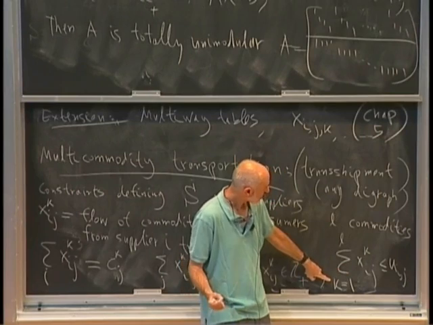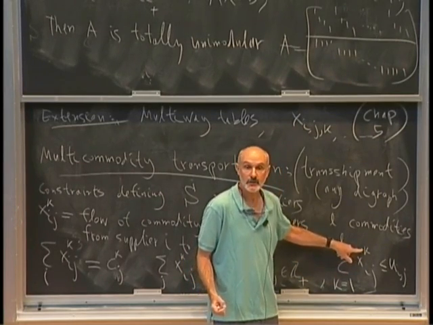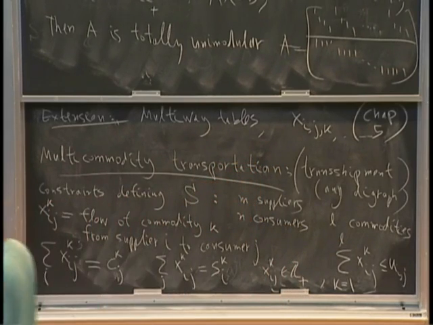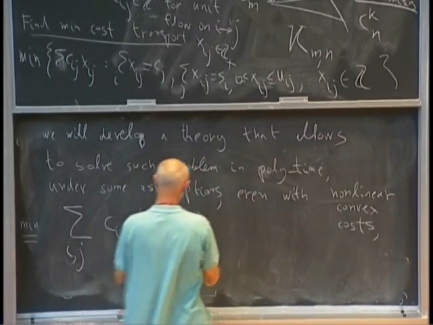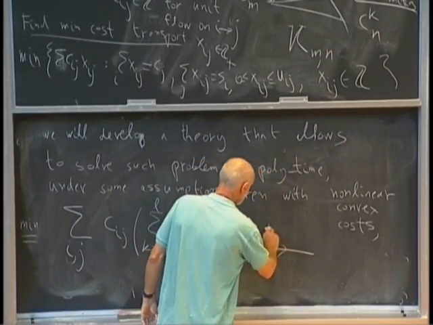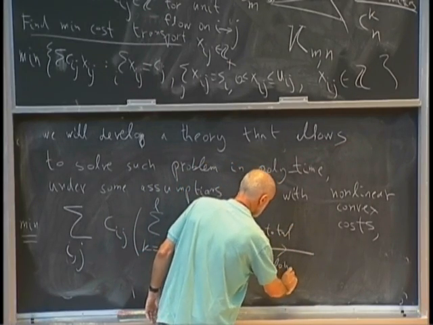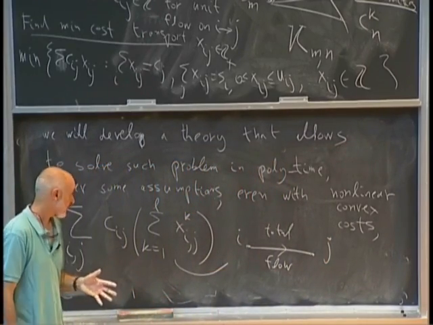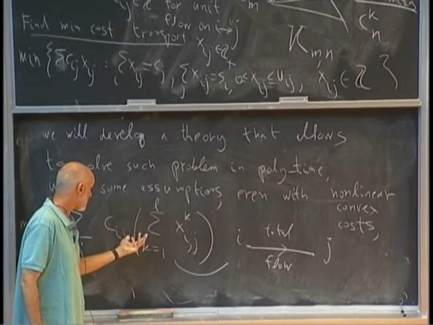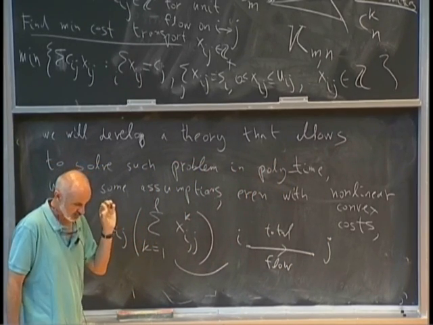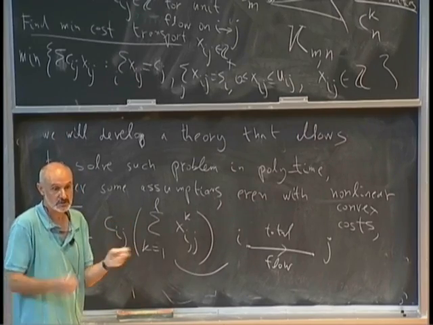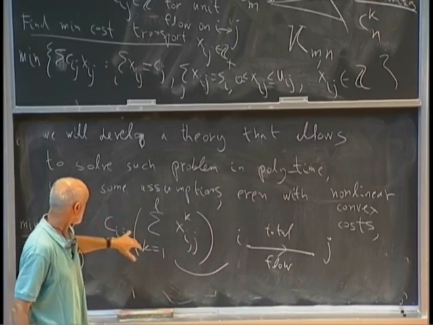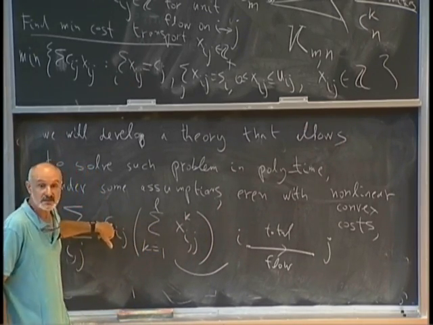I sum over all commodities x_ij^k. It's the total flow from i to j on one edge. That's the total flow on all commodities combined. We want this to be less than the capacity, but suppose we also have a cost c_ij, cost per unit flow on this edge. Let's think about a computer network. Maybe this is costly, it goes from the US to Europe. So in the linear problem, you just multiply this number by this.